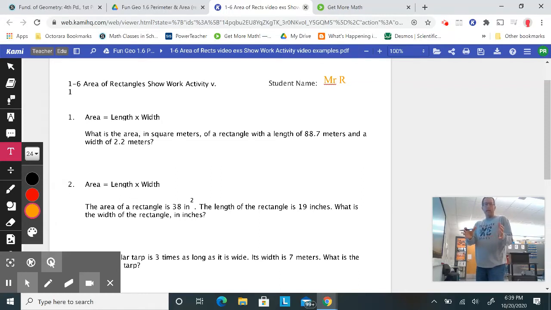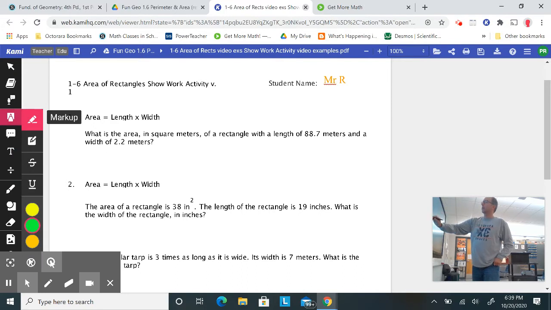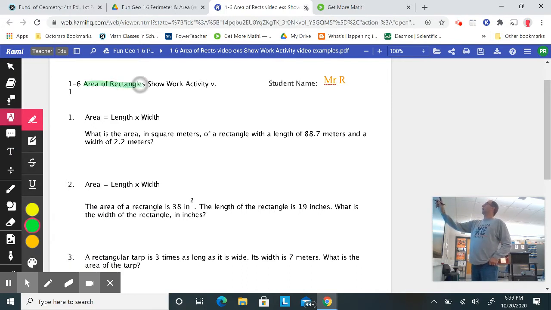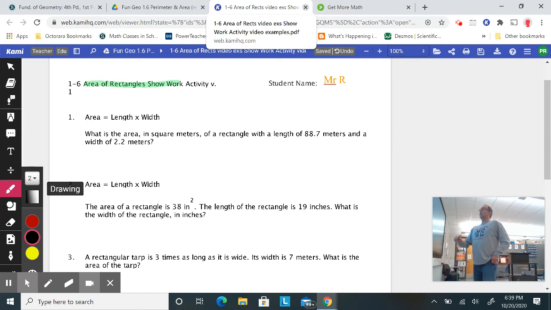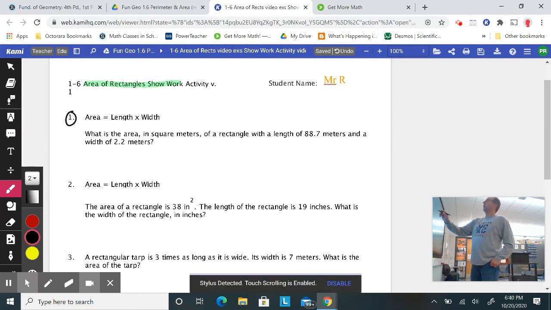All right, hi everybody. We're going to be working on an activity. We're going to call it, let's get it highlighted here, area rectangles, show work. So we all know about rectangles, length times width is the area. So I'm going to ask you number one, we need to find the area, which is length times width.